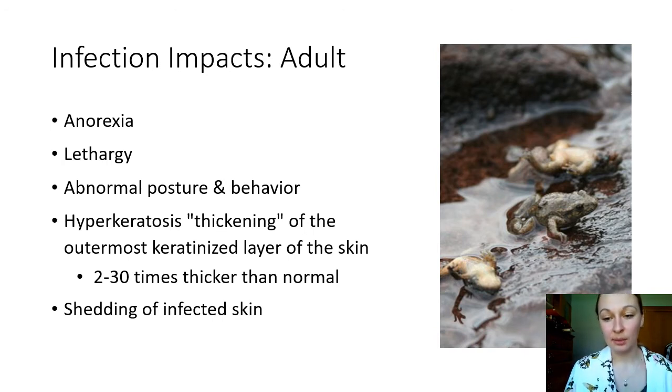So they kind of stop eating. That is anorexia. Because they stopped eating, they don't have energy, lethargy, low energy levels, and that can lead to abnormal posture and behavior, and then also hyperkeratosis, which is the thickening of that outermost keratinized layer of the skin. This can actually be 2 times thicker, all the way up to 30 times thicker than normal. And then because those zoospores are in their skin, their immune system wants to get rid of them, so they actually start to shed their skin.